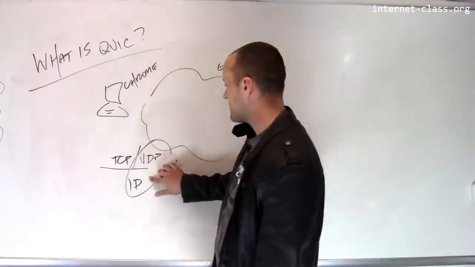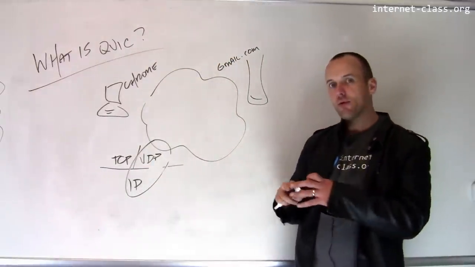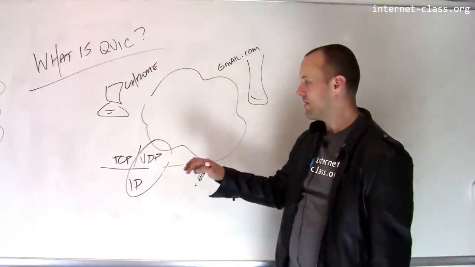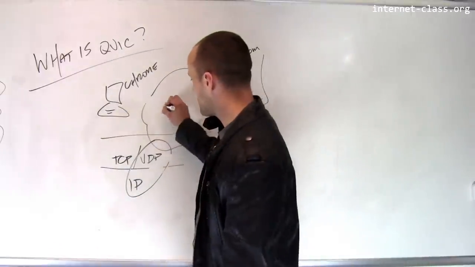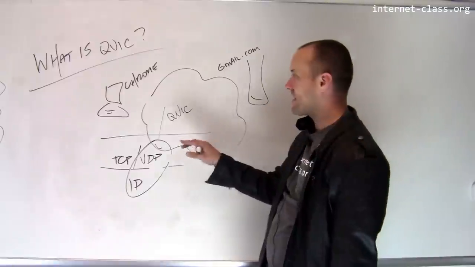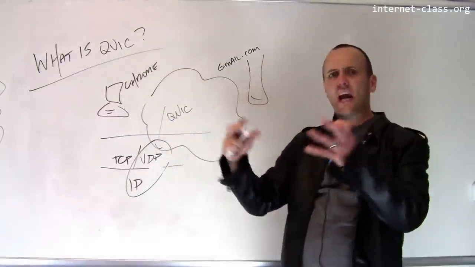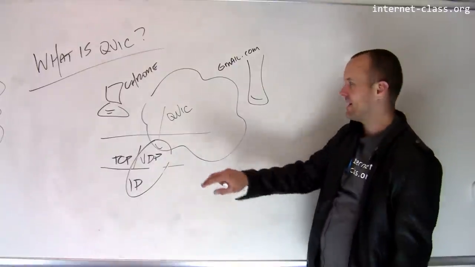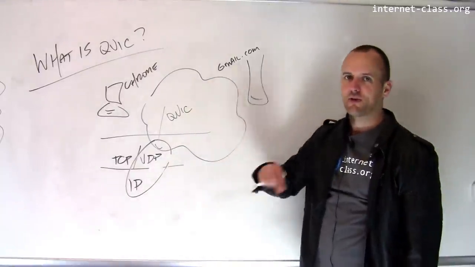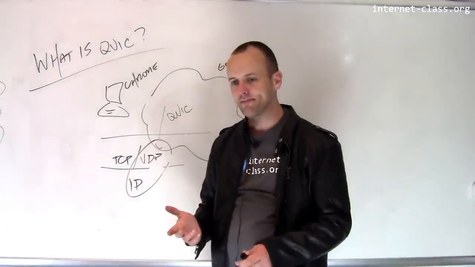The problem with these transport protocols is that they are baked into your computer. It's very, very hard to change TCP or UDP, but by building on top of UDP, Google can deploy QUIC at the application level inside of Chrome, for example. So Chrome doesn't have to change your operating system kernel or anything like that. It includes QUIC internally. So that's how QUIC is deployed. It's deployed on top of UDP. So what are some of the changes that Google made?